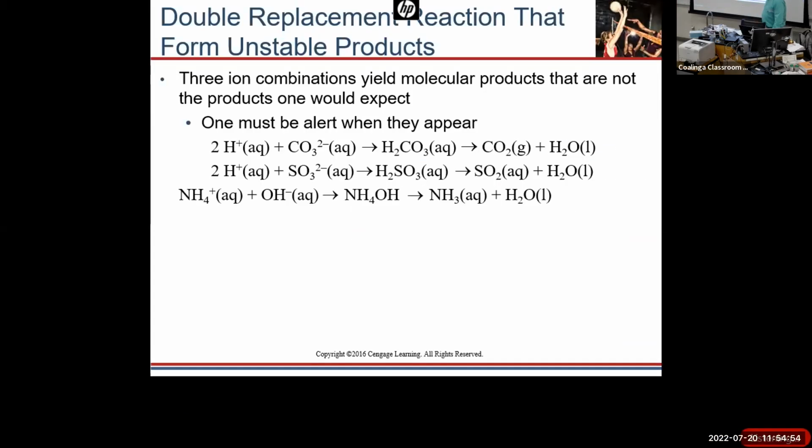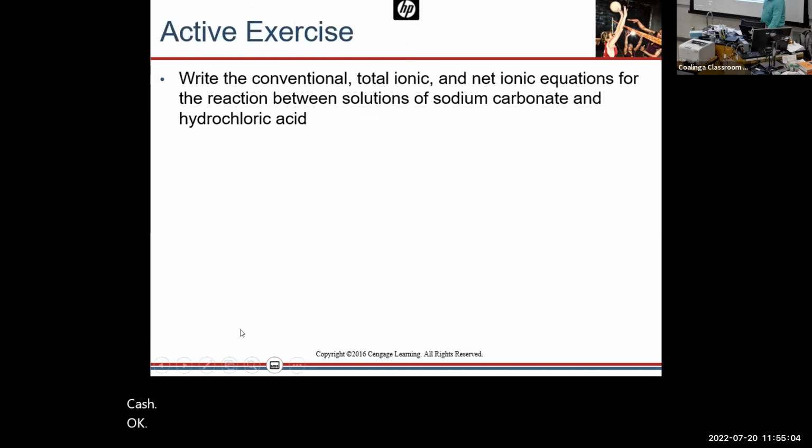Okay. So questions, concerns? Okay. So write the conventional equation, the total ionic equation, and the net ionic equation of this reaction. Okay.